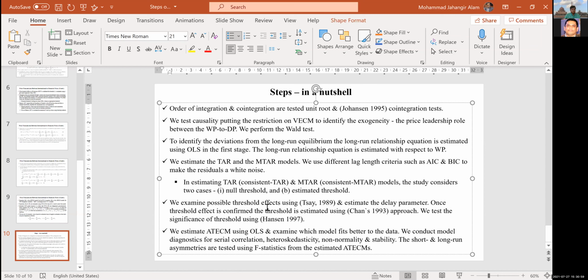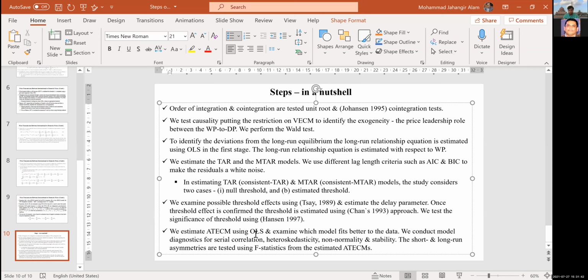So we examine the possible threshold effect using that TSA and the delay parameter, that's the D value I mentioned. And once the threshold effect is confirmed, or the linear process is actually rejected, meaning that there is non-linearity, we use the Chan approach. And then we find the threshold value. And based on the threshold value, because it does not follow the conventional test, does not follow the standard distribution, we do the bootstrapping, right? And then we estimate the asymmetric threshold error correction model.